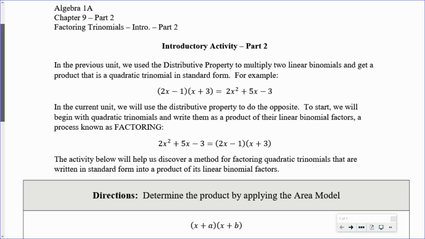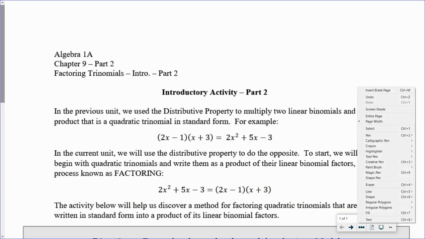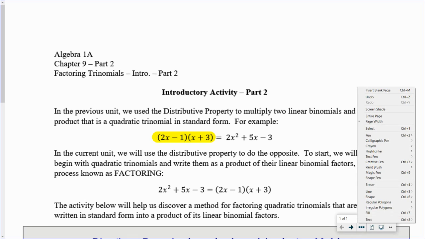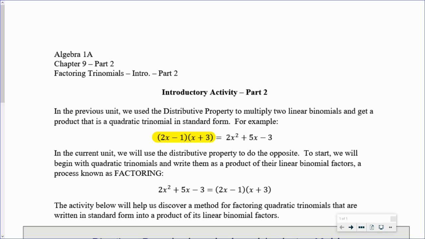So what we want to do right now is explore how to get from standard form of a quadratic function into factored form of a quadratic function. So let's take a look here at what we're really good at. What we're really good at right now is taking two linear binomial factors like 2x minus 1 times the quantity x plus 3, multiplying those together using the distributive property or FOIL, and getting a quadratic trinomial that's in standard form. So getting something like 2x squared plus 5x minus 3.